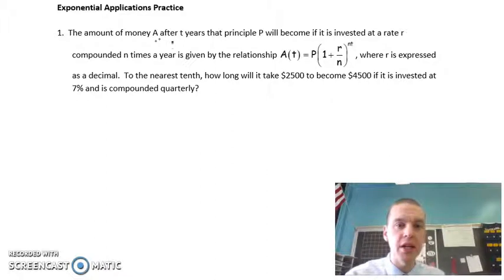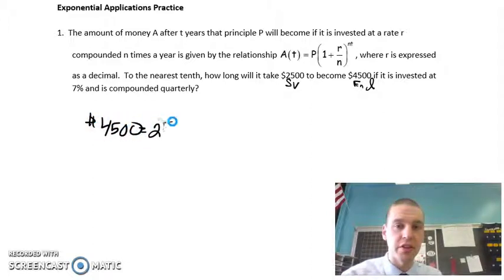Number 1 states the money A, after t years, that the principal P will become if it is invested at a rate of r, compounded n times a year. So basically it was just saying everything we already know of the compound interest formula. It says, to the nearest tenth, how long will it take $2,500, this is our initial value, to become 4,500, this is our ending value. And so we've got 4,500 equals 2,500 times 1 plus 0.07, compounded quarterly, so 4 times a year, to the 4t.